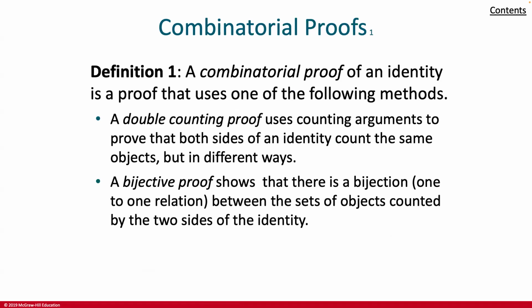So we'll just mention some thoughts on combinatorial proofs. A combinatorial proof of an identity is a proof that uses one of the following methods, either a double counting proof or a bijective proof, which is a one-to-one relationship approach to be thinking about how we're going to approach solving a problem.